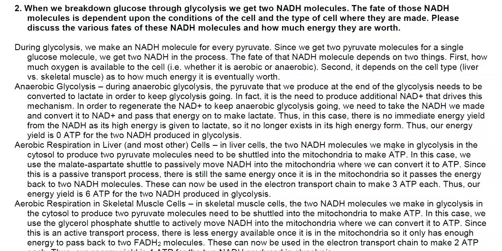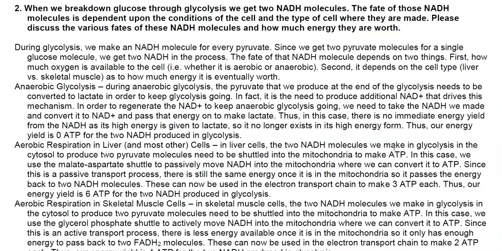So, during glycolysis, right, we make 2 NADHs, 1 for each pyruvate we make for that split. So we have those 2 NADHs, and the question is, what's the fate of those NADHs based on the various cells and conditions within those cells? So the first place we're going to look at would be anaerobic glycolysis.